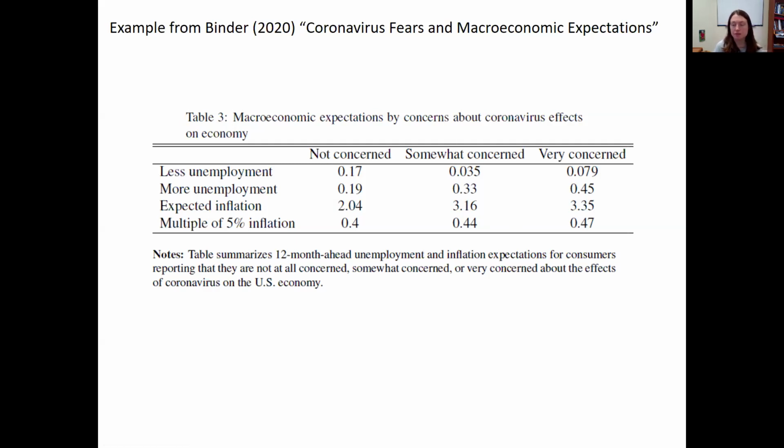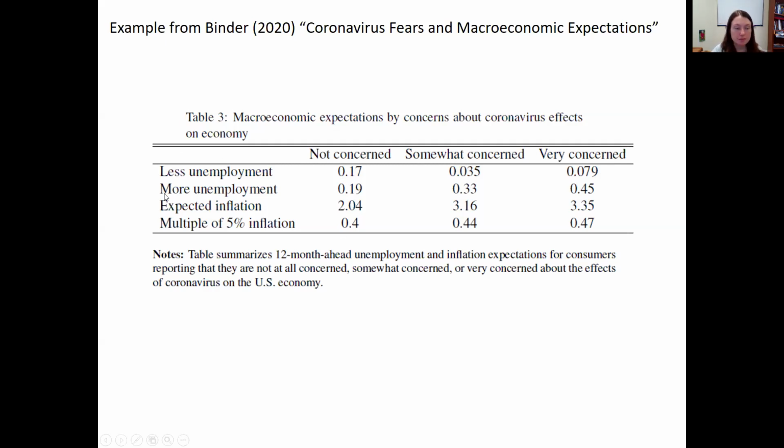So you can tell what type of table this is. It's a table of descriptive statistics. It's not a regression table. And here you have the column heads: not concerned, somewhat concerned, and very concerned. So in the first column, I'm going to have information about those respondents who said they're not concerned about the effects of coronavirus on the US economy.